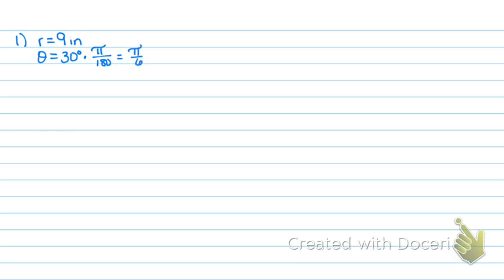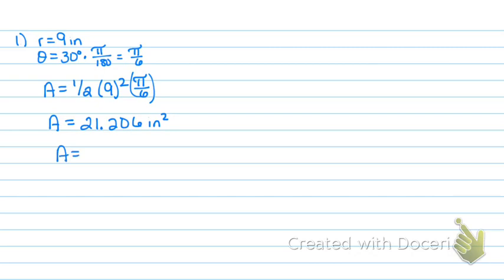So we know that our area then is equal to 1/2 r squared times theta. And so we just plug this in, and we get 21.206 inches squared, but it tells us that it wants it rounded to the nearest square inch. So we're just going to have 21 square inches.